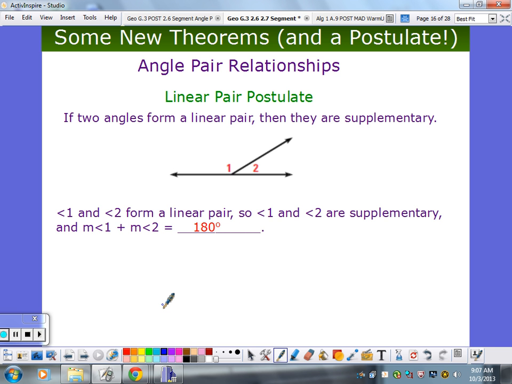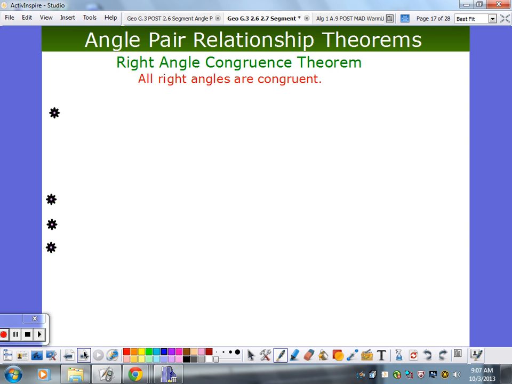180. So that's the little fill in the blank on the bottom of page 2. That makes sense. That one I hope is obvious. Of course, you'd be surprised. This comes up a lot in our first linear pair postulate. If you find a linear pair, you're supplementary. So let's look at this one.